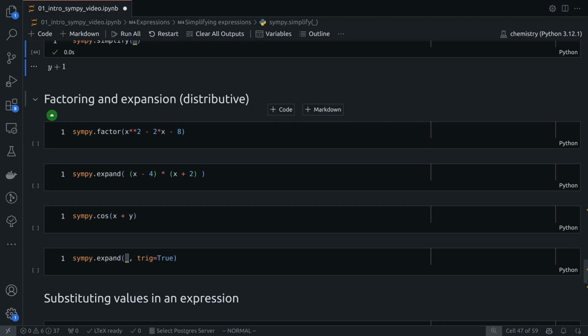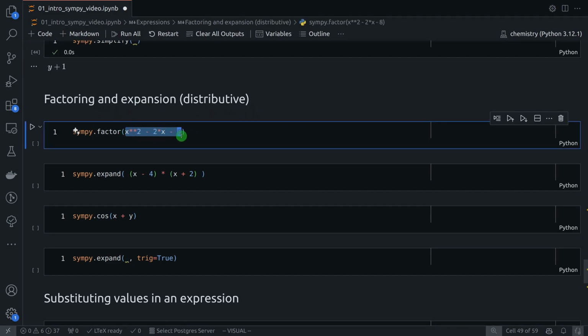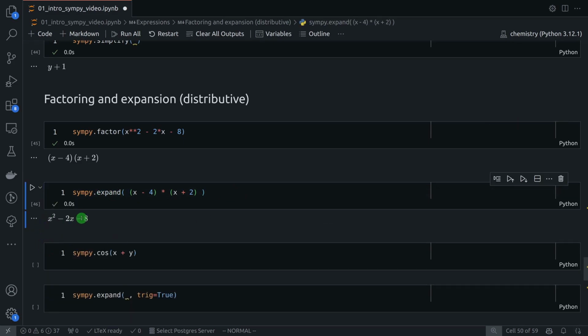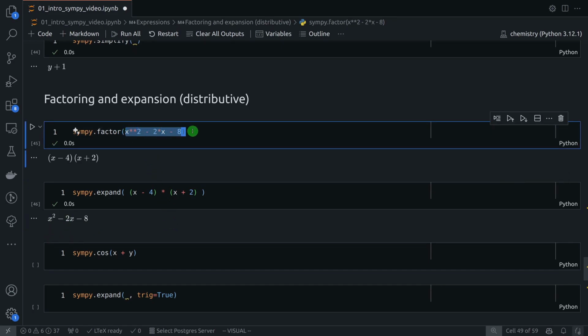SymPy also deals with factoring and expansion. I have this expression that I'm passing to the factor function, and now I have the same expression but factored. I can take this factored expression and expand it with the expand function, and now we have this result, which is the same as the initial expression.